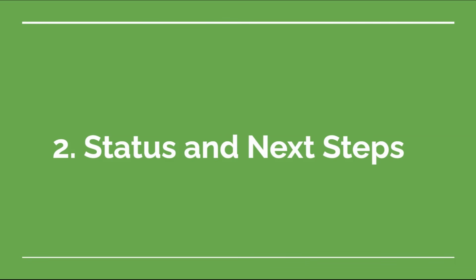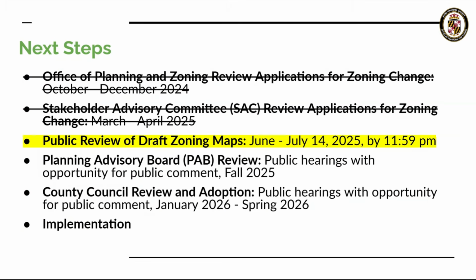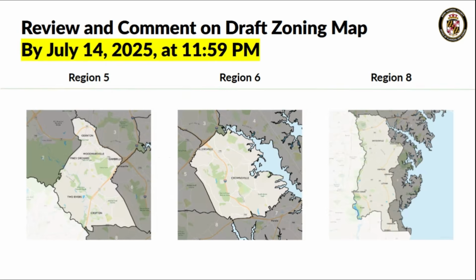Let's look at progress on the region planning process so far and further opportunities to participate. We are through the first 2 milestones shown here. Proposed zoning changes are now available for public review. Following this round, which ends in mid-July, there will be additional opportunities later this year with the Planning Advisory Board and with County Council in early 2026. Once adopted by County Council, we can move on to the implementation of the region plans.